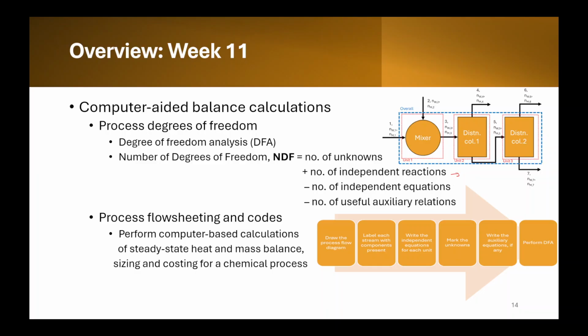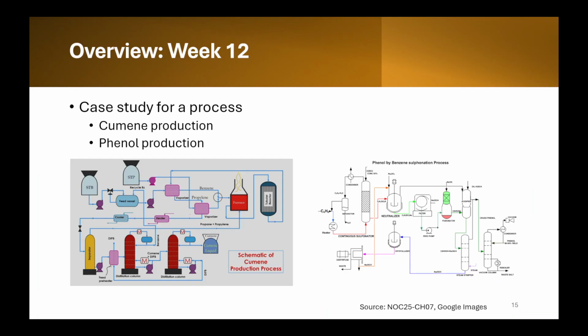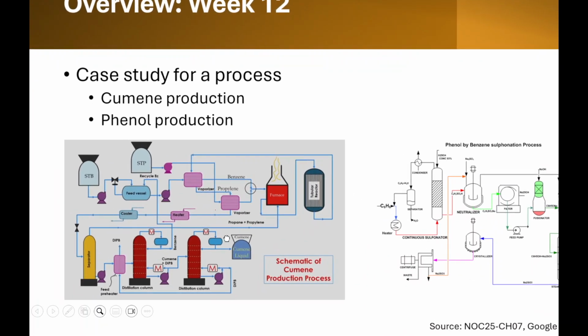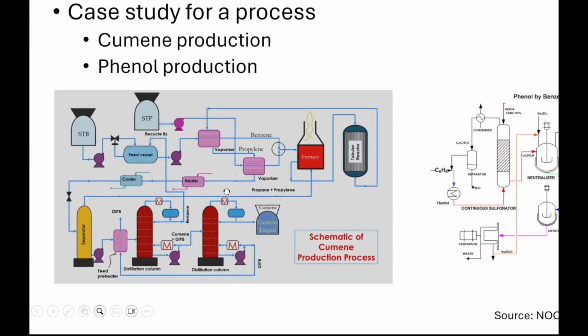And then we looked at week 12, for which the live session was done yesterday itself. A case study for a process. It involved the cumene production and phenol production. So we looked at the flow sheets of these two processes. This is for cumene production. We looked at the reaction between propylene and benzene, which gives the main product, cumene.